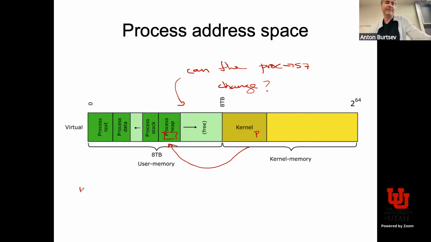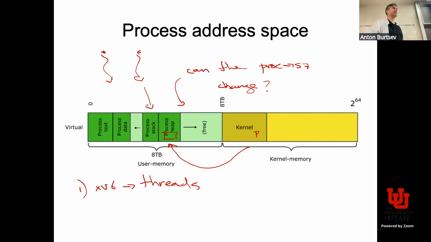So assumption number one is that x86 doesn't have threads. And I cannot write threads, but assume there are threads. No threads means that there are no other threads which run in this address space, which can concurrently deallocate part of this address space. Do you agree with this?